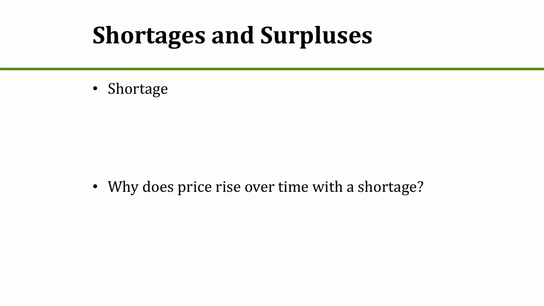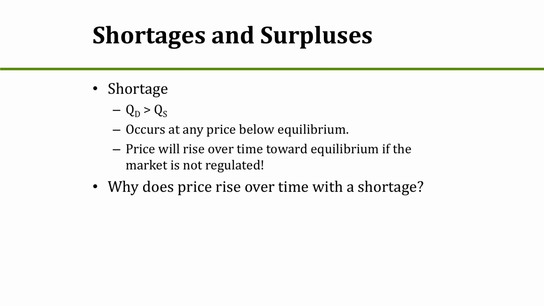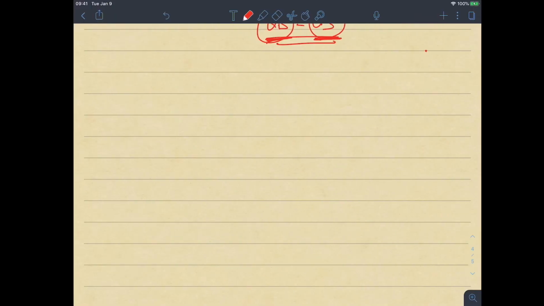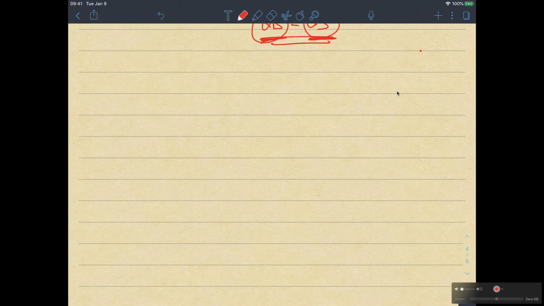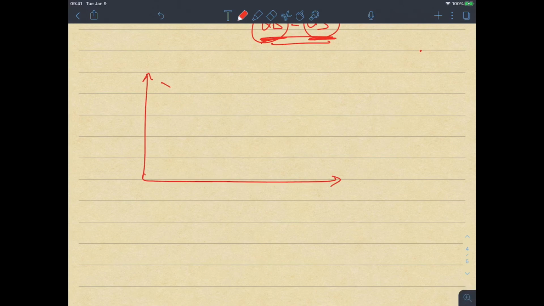Let's start with shortage. Shortage happens when the quantity demanded is higher than the quantity supplied. Shortage occurs at any price below equilibrium level, and when the market is deregulated again, the price level will rise over time toward the equilibrium level. So I want to explain shortage by using our regular demand and supply analysis.